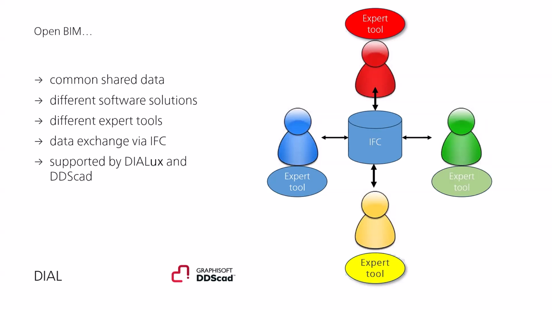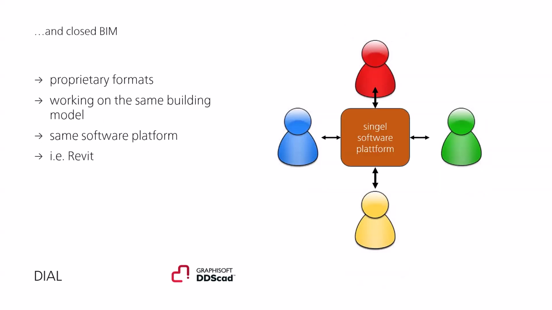Okay. On the other hand, we've got Closed BIM. So what is Closed BIM? Closed BIM uses other types of formats, proprietary formats, for example. That means everybody is working on the same building model here, and everybody is working on the same software platform. Maybe you know this already from Revit. So everybody can use Revit, and they can exchange, of course, data directly through the interface that Revit offers.